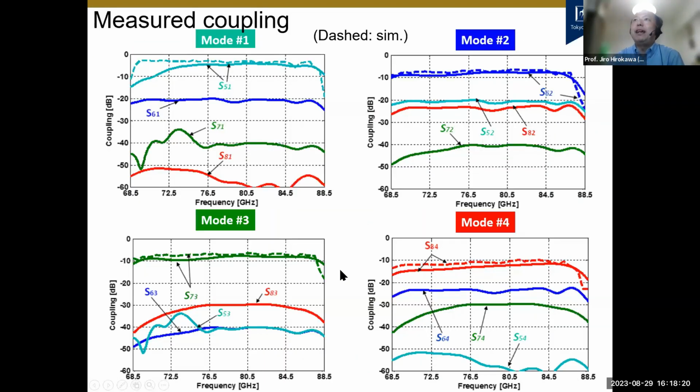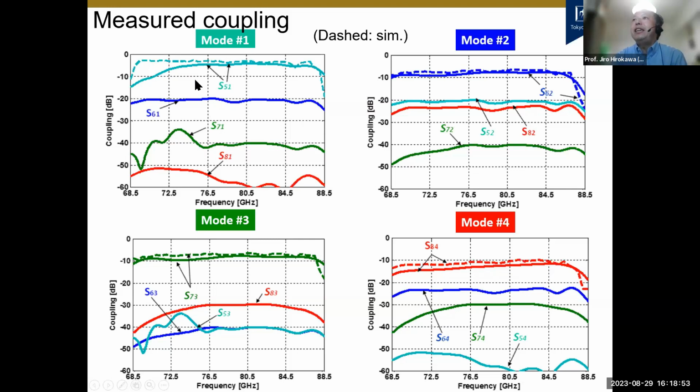So this is the measured transmission coefficients. The top right figure shows mode 1. Dashed one is the simulated results, and solid one is the measured results.